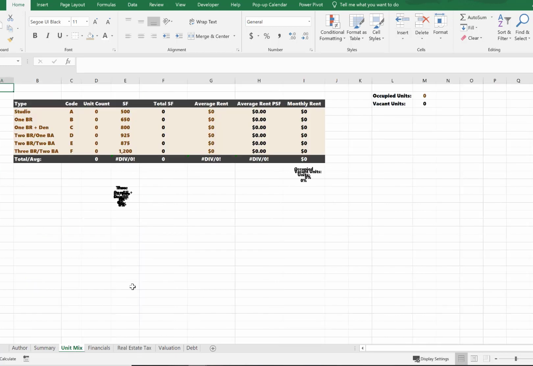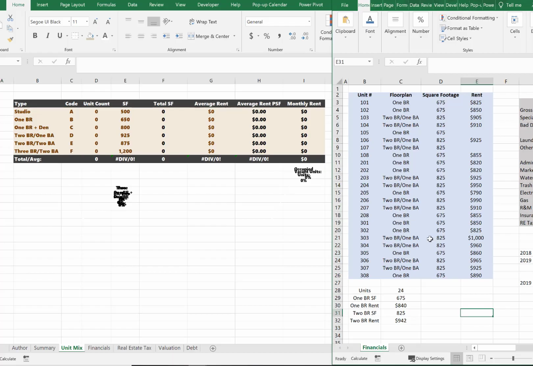So the next thing we need to do is fill out our unit mix. I just have some generic floor plans in there right now. We're going to pretend that we received a rent roll from a broker, in a PDF. I inputted it into Excel in this blue box here. I did some calculations at the bottom: I counted all the units, there's 24 units, and calculated the average square foot and average rents. So that's what we need to input into this unit mix.